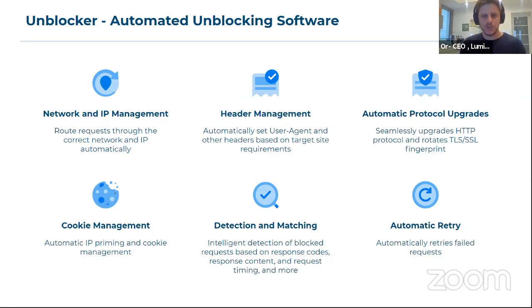Okay, so we are doing the network and the IP management. We already know what is the right IP for the job. We are doing the header management. We are doing the cookie mapping and management to make sure that the request will pass, because it's not always enough to pick the right IP and the right user agent and the right header. And we are also doing the automated retries. It's all transparent. You don't see it. You just get the response once we were able to unblock the websites, which usually takes immediately. So it takes no time.